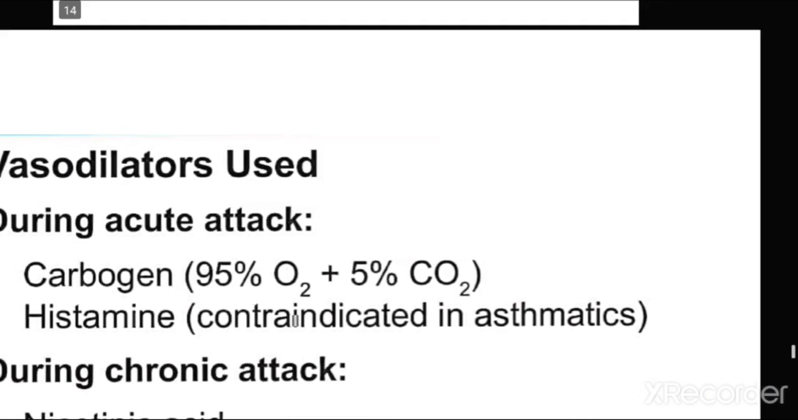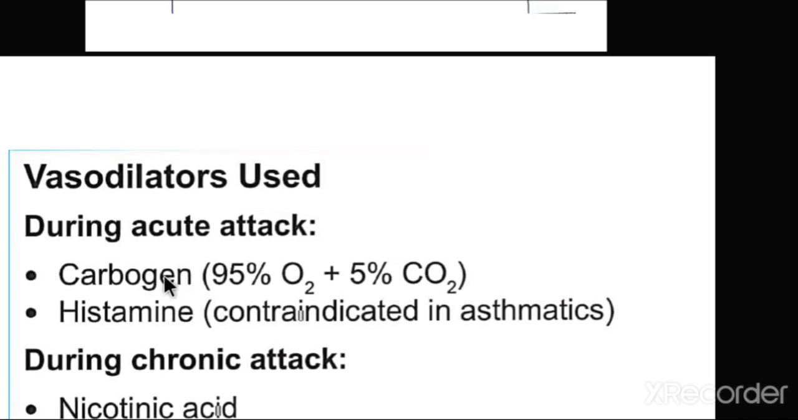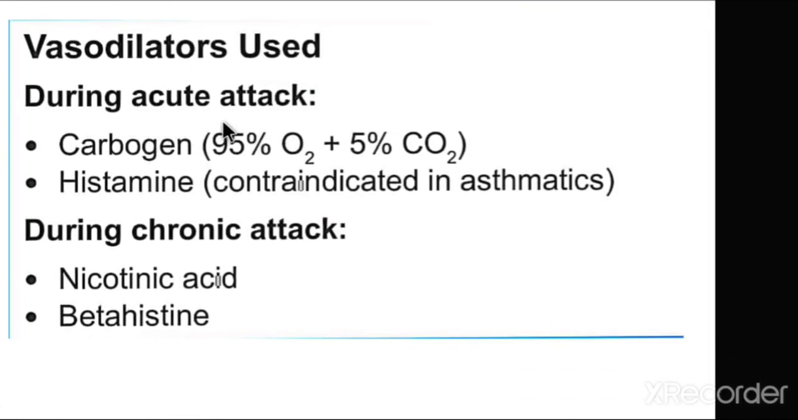Now, it is the treatment portion. Vasodilator use. During acute attack, vasodilators like carbogen, which is the composition of 95% oxygen and 5% carbon dioxide, and histamine, which is contraindicated in asthmatic patients, can be used during acute attack of Meniere's disease. But during chronic attack, nicotinic acid and betahistine can be used.